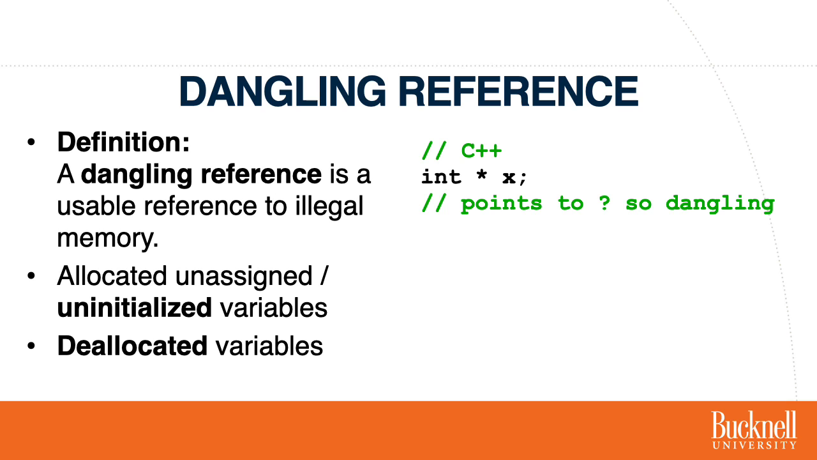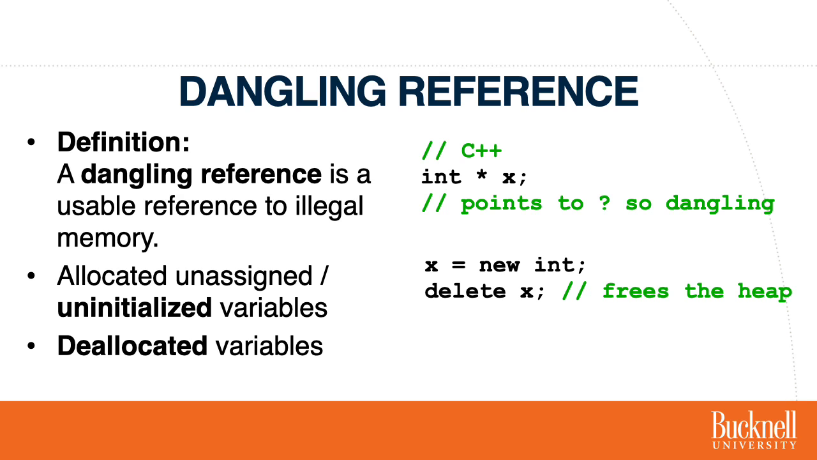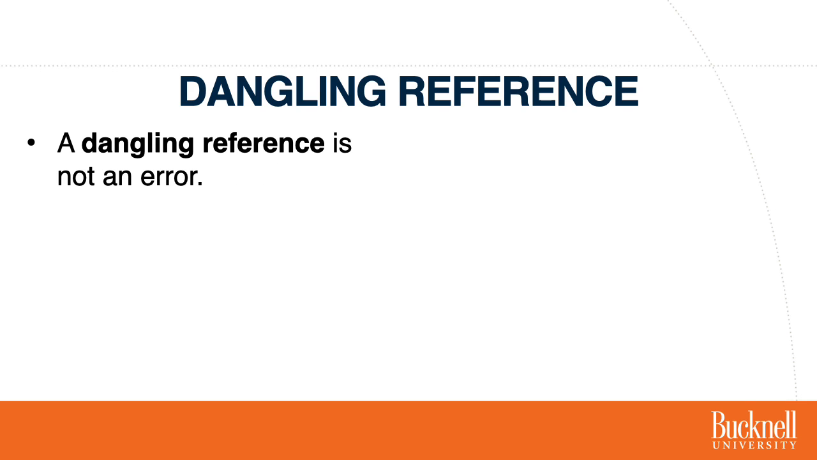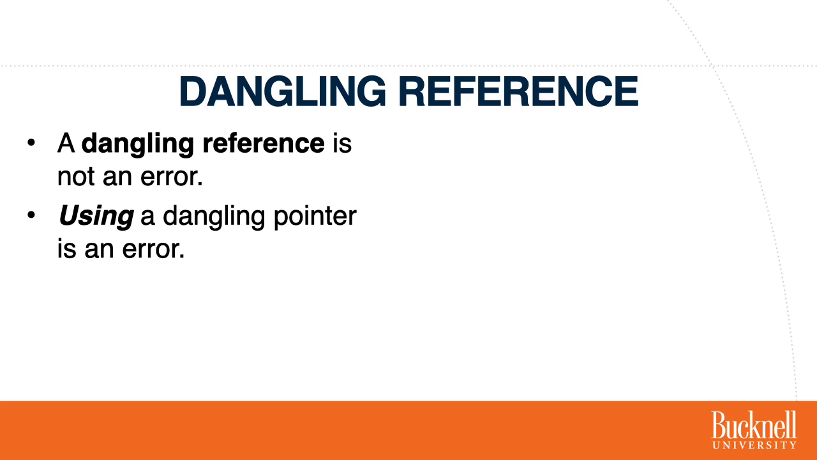Deallocated variables are also dangling references. Here we've allocated space for x on the heap, but now we've deleted x. If we were to use x after this, well, x would be a dangling reference. A dangling reference is not in itself an error. However, using a dangling reference is an error.